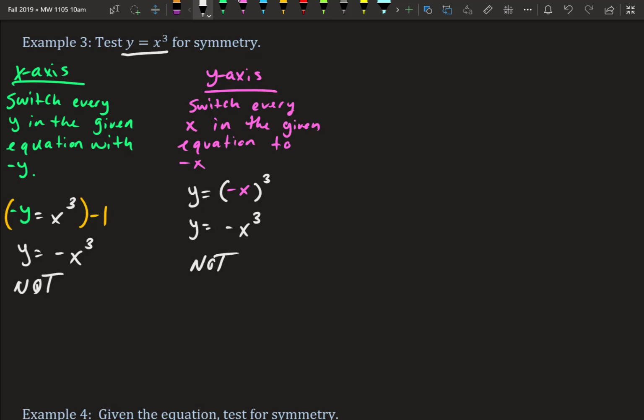Now we test the origin. Origin, there's no special way to think about it. It's just both.